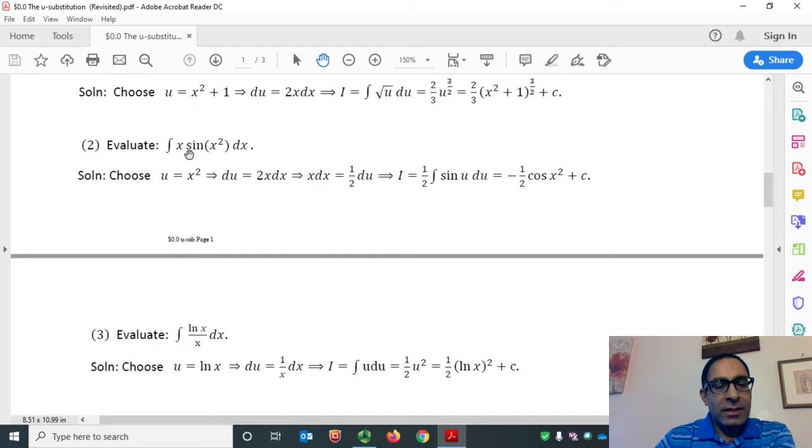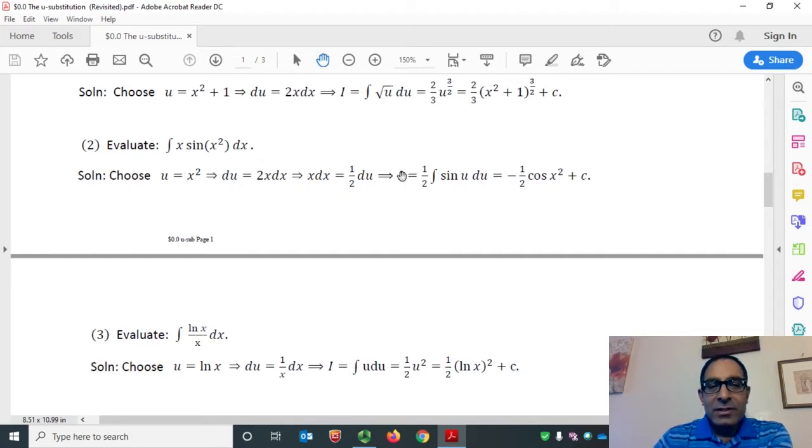Evaluate the integral of x times sine x squared dx. Begin the solution. Choose u equals x squared. Find the derivative of both sides implicitly. So du equals 2x dx. And in our integral, the remaining term is x times dx. So I need to divide by 2 in our expression here. So divide by 2 on both sides. And this gives me x times dx equals 1/2 du.